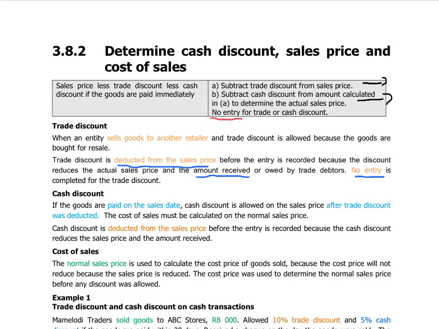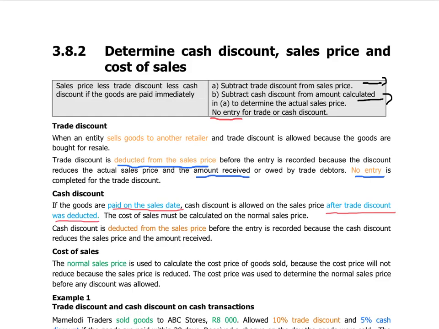Cash discount can be allowed when goods are sold to motivate the customers to pay for the goods immediately, to improve the cash flow of the business. If the goods are paid on the sales date, the date when it is sold, it is recorded as a cash transaction. The cash discount will be deducted immediately. If the business sells to another business and allows trade discount to the other business, you will first subtract the trade discount, and on the reduced amount, the cash discount will be deducted.